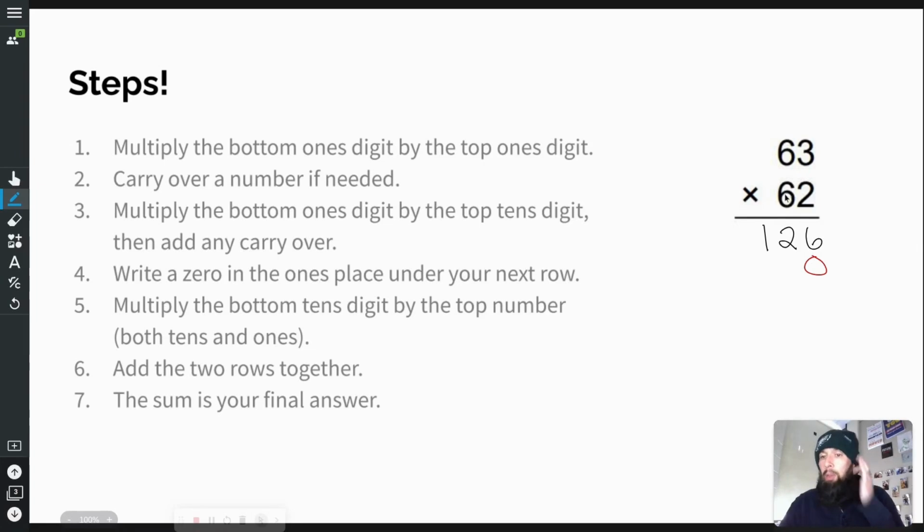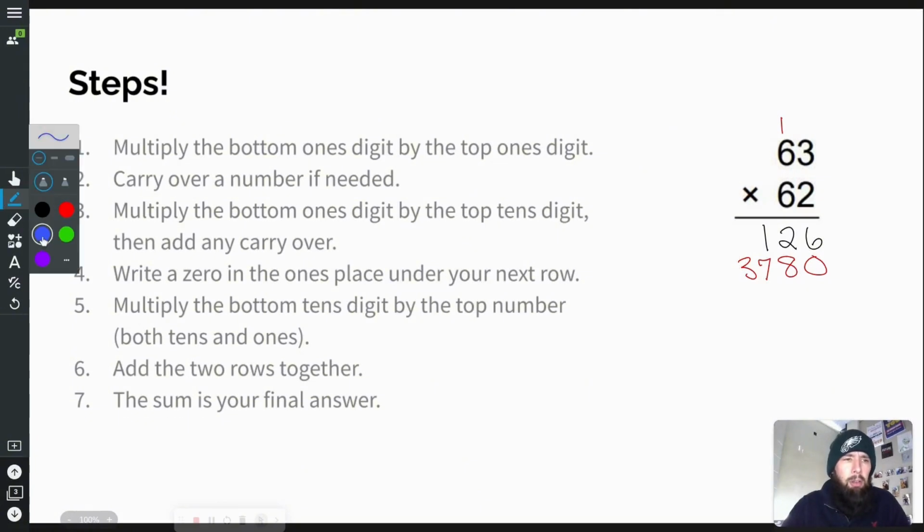Now we're going to follow the same steps that we just did with this 6 here. Multiply the bottom tens digit by the top number. So 6 times 3 is 18. So we write out the 8 and carry the 1. Okay? 6 times 6 is 36. Add that 1 to make it 37.